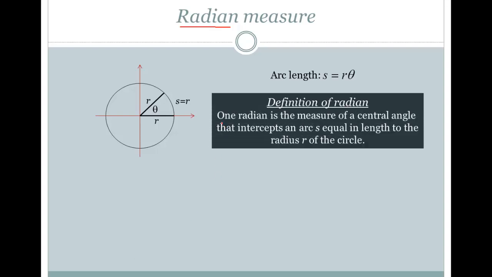Let's define 1 radian. One radian is the measure of a central angle, theta, that intercepts an arc S equal to the length of the radius r. So S is equal to r. This is the definition of 1 radian. We'll talk about arc length a little later, but that's the definition.